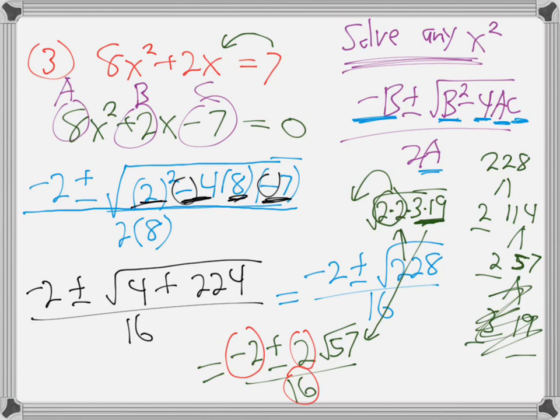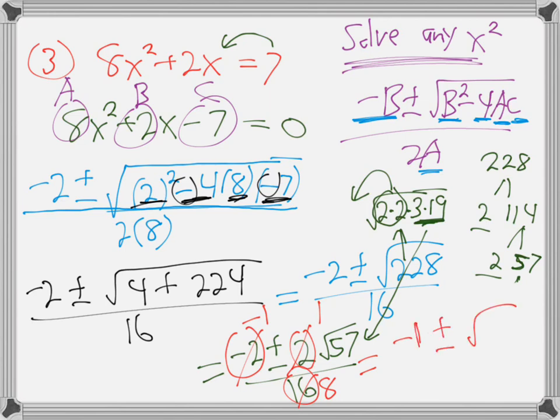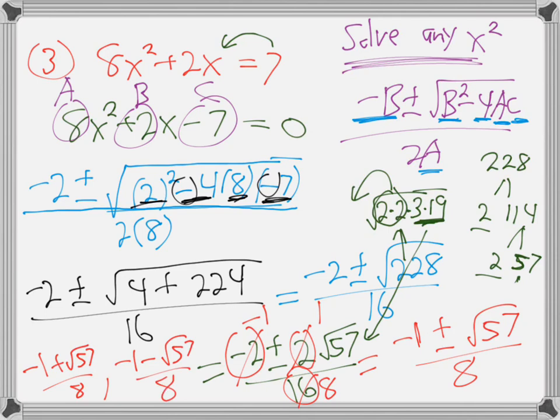So 2 will go into all those. So I'm going to do it. Divide by 2, leaves a negative 1. Divide by 2, leaves 1. Divide by 2, leaves an 8. So it's going to be negative 1 plus or minus square root of 57 all over 8. And that's it. I think they'll let you type in just like that. Let me double check. Number 3. They might want a comma between them. I don't know. So they might want you to separate those with a comma. You know what I mean? They might want you to say negative 1 plus root 57 all over 8, comma, negative 1 minus root 57 all over 8.